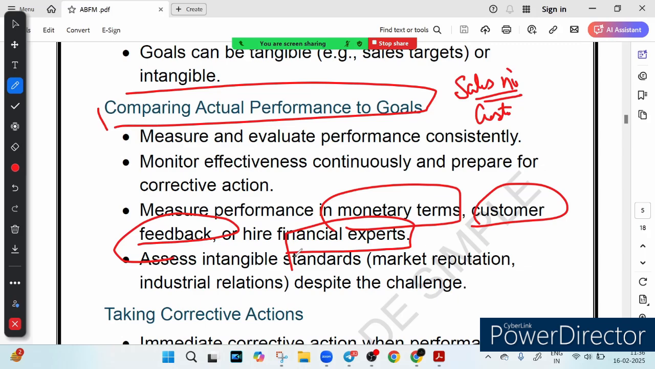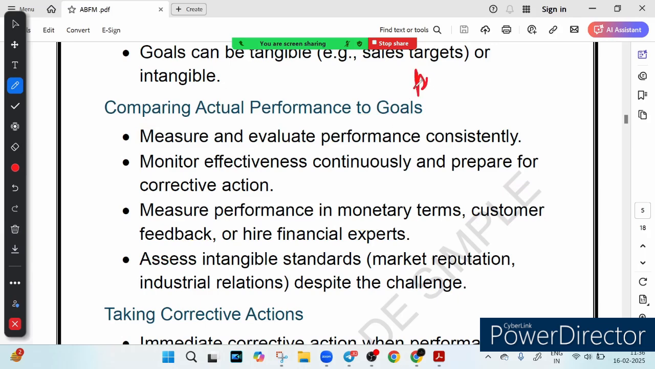Now the question is, what if performance doesn't match expectation? You have set a goal, you have performed, but your performance did not match the expectation. Then what? If targets are not met, managers must figure out what went wrong. Was it poor strategy, market conditions or lack of effort?